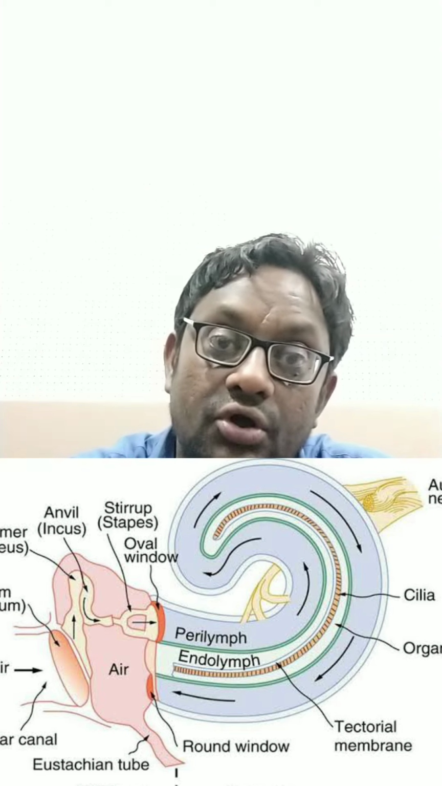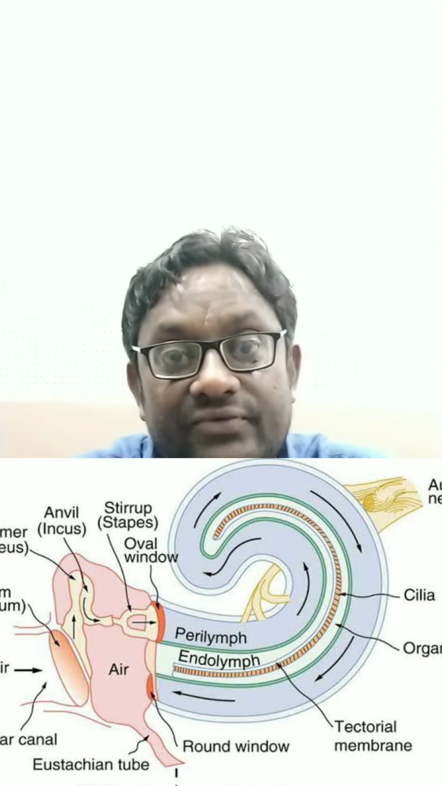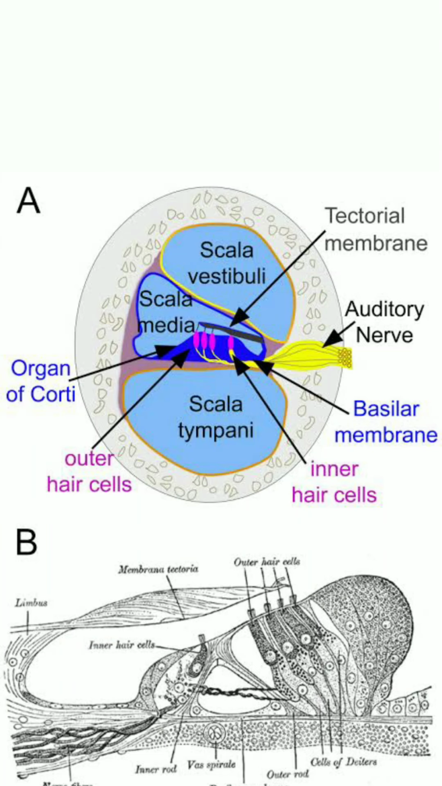So if you cut the cochlea cross sectionally, you may find three chambers. The first chamber is scala tympani, the second one is scala media, and the third one is scala vestibuli. In scala tympani and scala vestibuli there is a fluid called perilymph, and in scala media there is another fluid called endolymph.